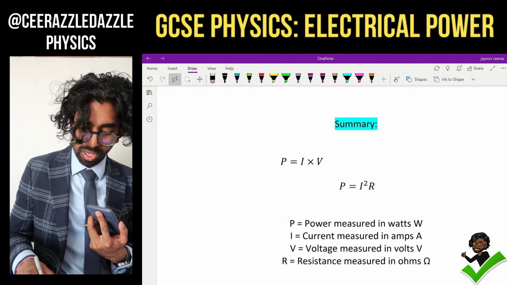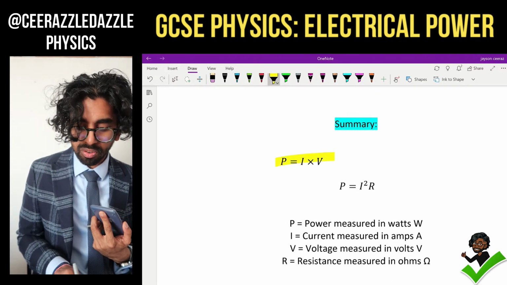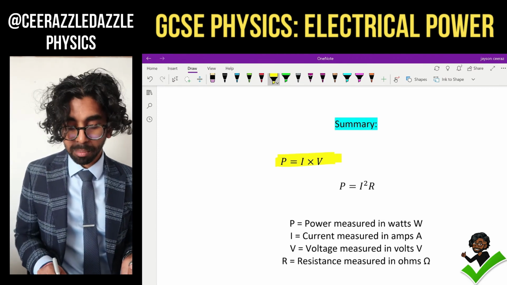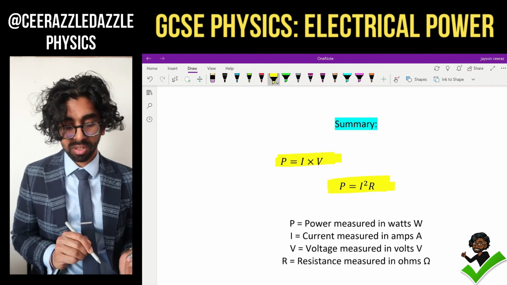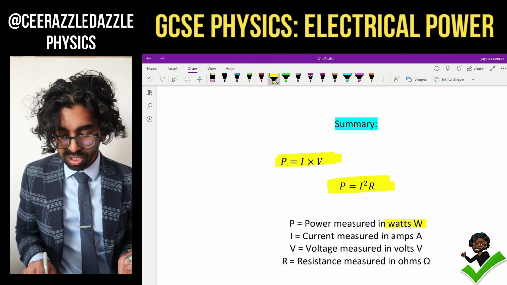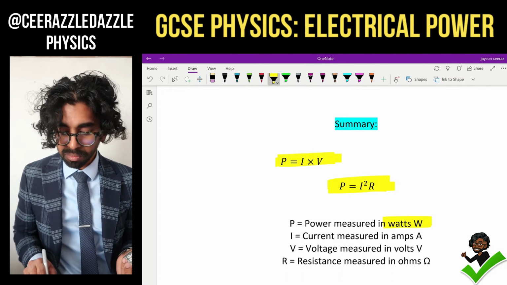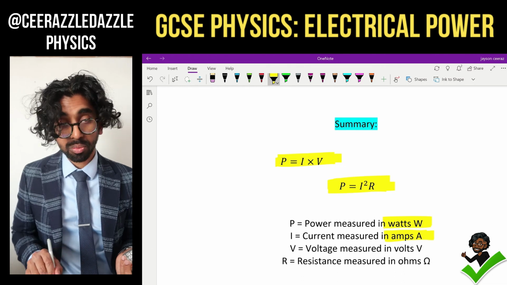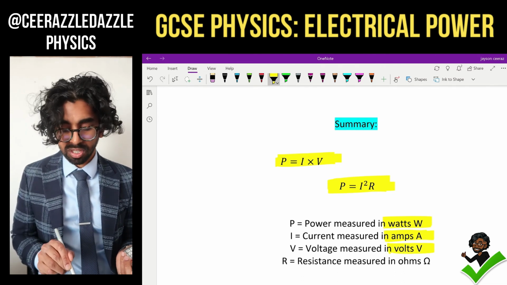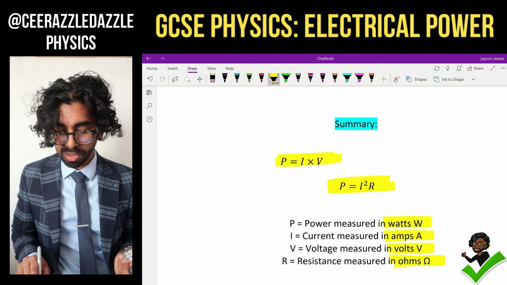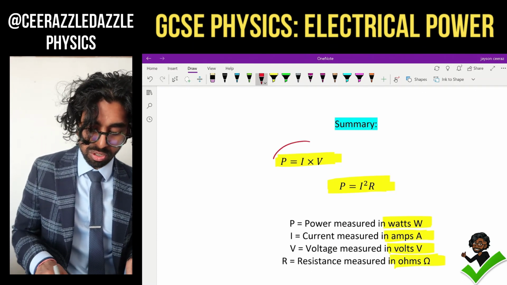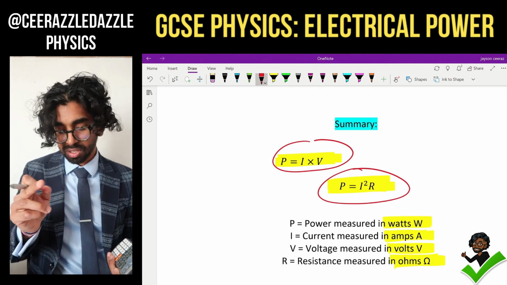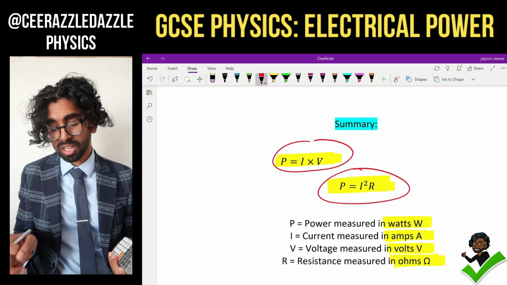Right, so summary. We have power is equal to current times by voltage, where P is equal to I times by V. We also know that power is equal to I squared R. We also know that power is measured in watts, capital W. Current is measured in amps, which is going to be capital A. Voltage is going to be measured in volts, which is capital V. And resistance is going to be measured in ohms, which is the symbol omega. Make sure you can manipulate these two formulas in the GCSE from one to the other. You might have to calculate something in one formula and use it in the second formula.